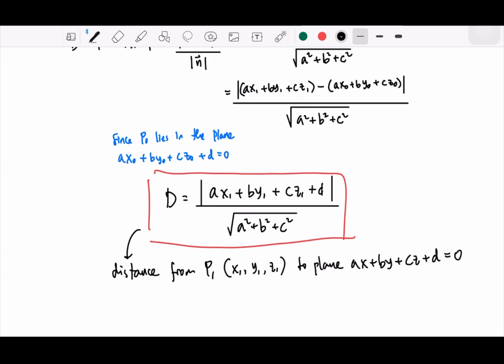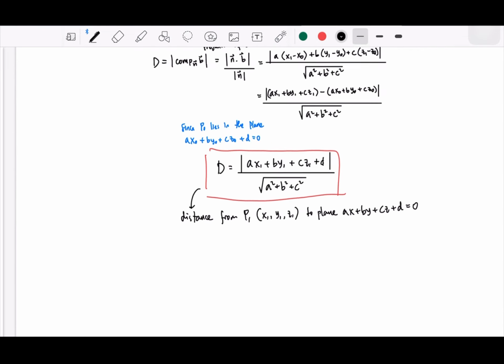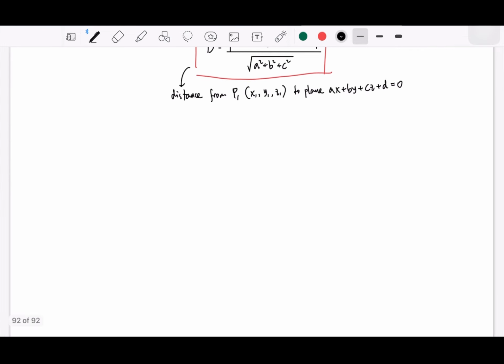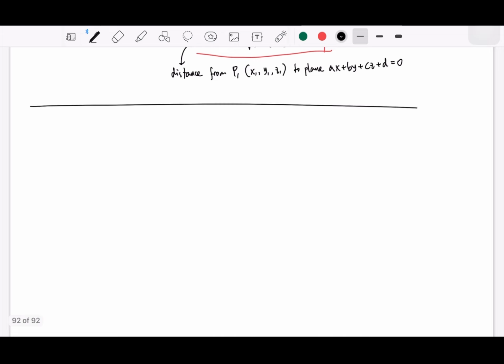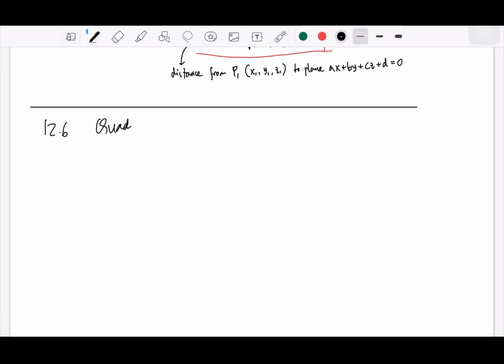Okay, I think I can move to the last section on chapter 12, just an intro for next Tuesday. So this was the plane, the distance and planes. Okay. So this is 12.6, quadratic surfaces. Okay, what are quadratic surfaces? Before we learn quadratic surfaces, we first deal with the cylinders.